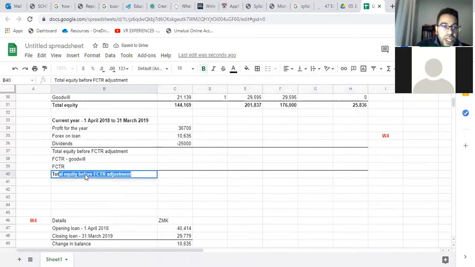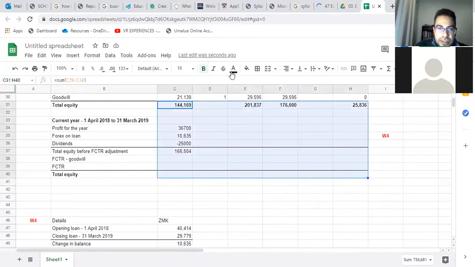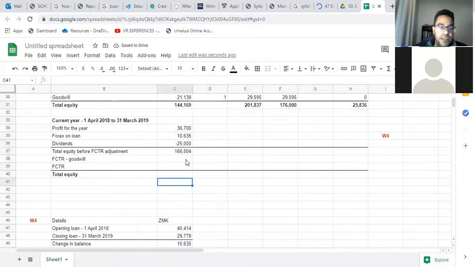The FCTR will only impact the translation. It's not going to impact the foreign currency. Okay, so what you're going to see over here, if I add up, I'm going to say sum. I'm going to add up from the last balance up until the end. So just take note of that. Okay, there's not going to be any adjustment over here.